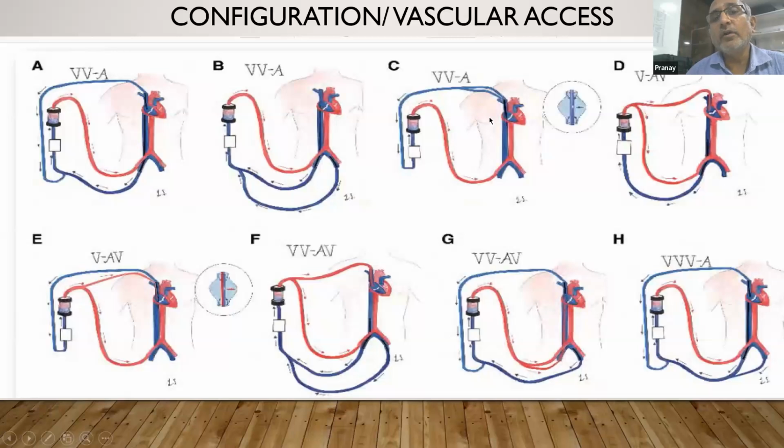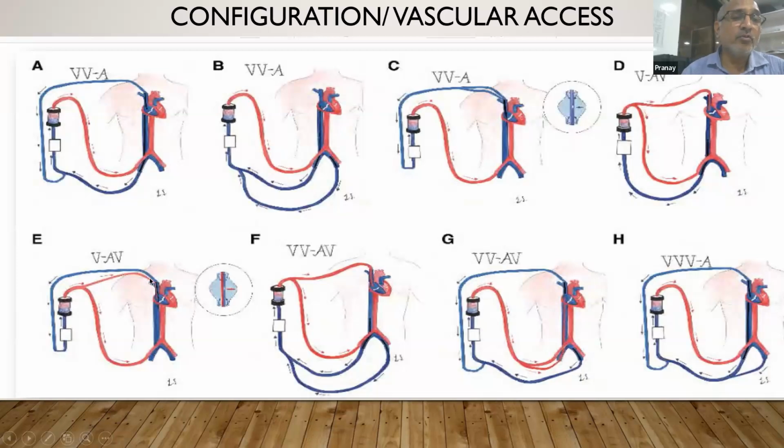Here you can drain from the double lumen IJV and return to the femoral artery, which becomes VVA. Both the lumens of the double lumen IJV have been used for drainage. Then you can have VAV, where you drain from the femoral vein, return to the femoral artery, and return to the IJV. So that becomes VAV. These are the different combinations that can be used.